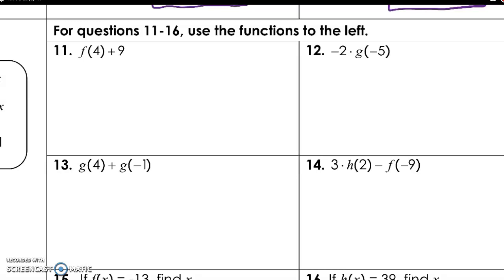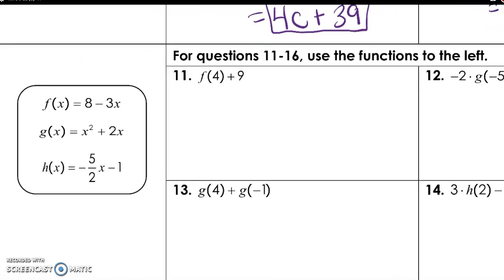There's two ways you can do this. You can rewrite the entire thing. So you would write out all of f of 4 and add 9 to it, or you can find just f of 4, and then when you get that answer, you would add 9. That's the way I'm going to do it, just because sometimes there's lots of things that you're going to do, so it's kind of easier to keep them separate. So I am just going to find f of 4 to start with. So I'm using this one.